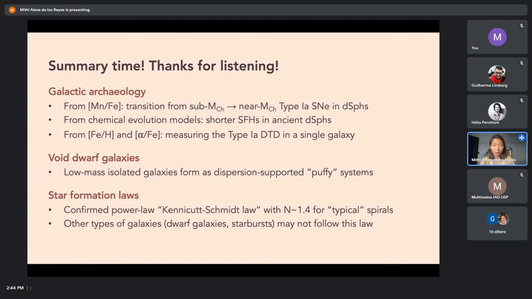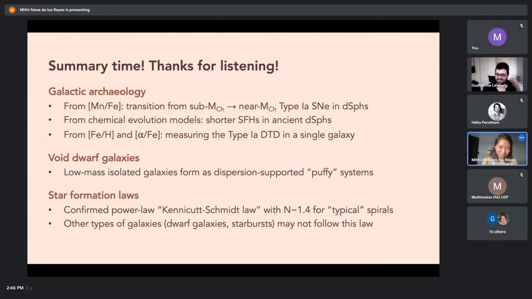I've also talked a little bit about my work with void dwarf galaxies and understanding their kinematics, and with star formation laws, trying to understand how stars form both in local spiral galaxies, but also other types of galaxies as well. I know that was a whirlwind tour of a lot of different topics, but thank you so much for having me. I hope it was at all interesting, and I'm happy to answer questions about any of these things.